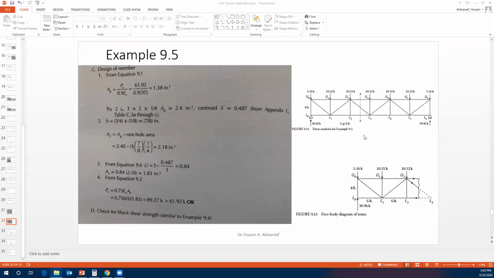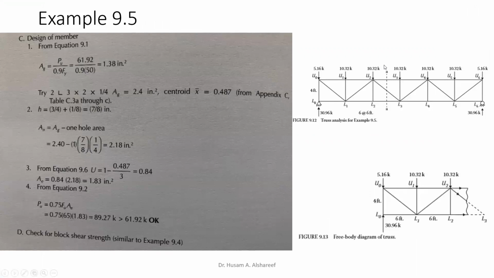Hello everyone, this is part 3 of the truss joist tension design, continuing on example 9.5. Once we sectioned through this chord here, which is L2, L3, we want to design this chord against any type of failure that may come due to this load in the top here.